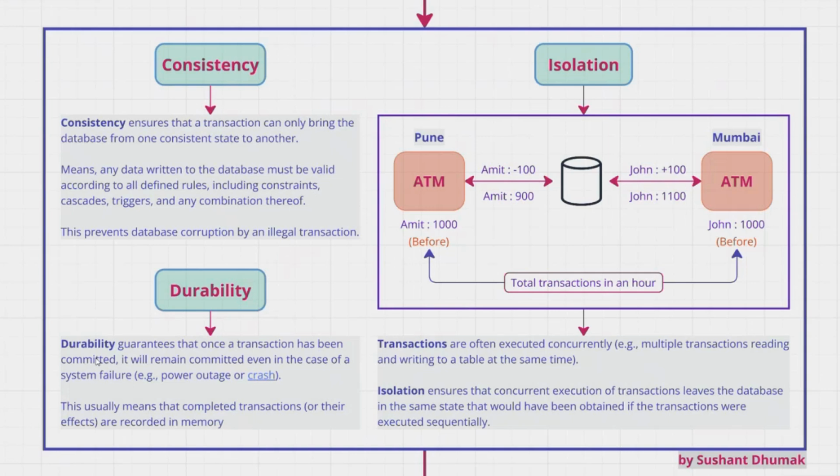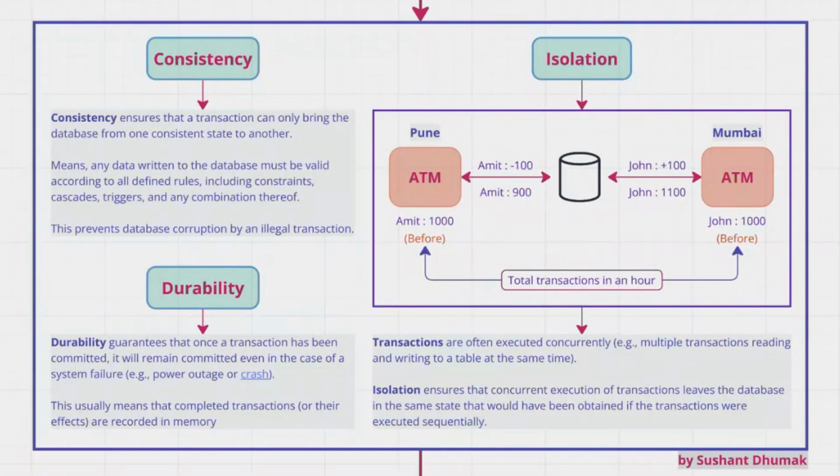So that is what we call durability. So the data will be there. Maybe it has already been copied to some other machine. Maybe there are multiple machines that carry the same data, and that data is available for all other users to read and write further. This usually means the complete transaction is already recorded in memory. That is what it's mentioning. Now let's look at the isolation property in ACID.